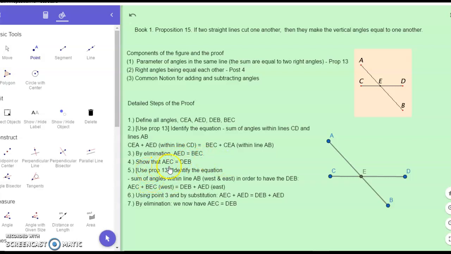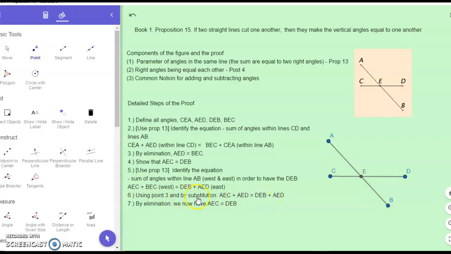Now we have to show that AEC is equal to DEB. So we have to identify which hemisphere has the DEB and derive another equation. We'll consider AB at the western part and AB again at the eastern part, because at the eastern part we have the DEB. Again, the sum of two adjacent angles at the same line is equal to two right angles. So we have AEC plus BEC equal to DEB plus AED. Again, the sum of the adjacent angles standing on the same line is equal to two right angles, so we have this equation.